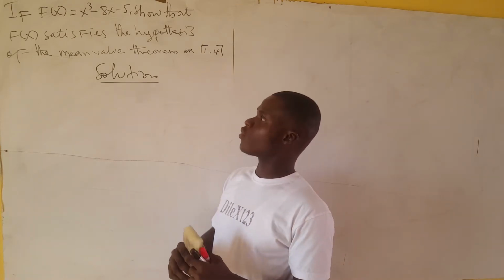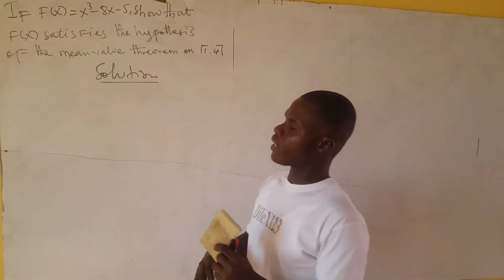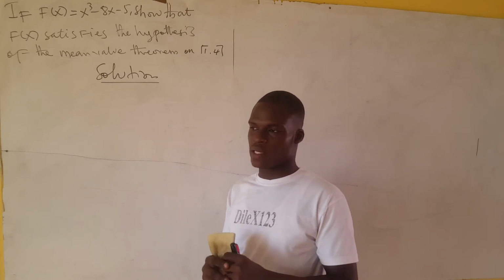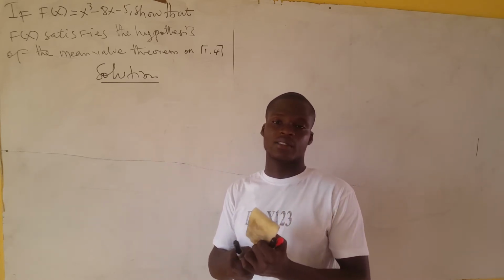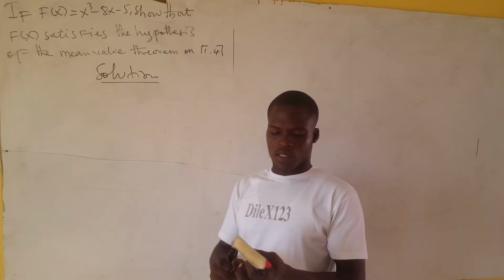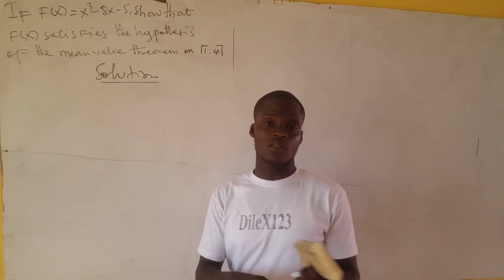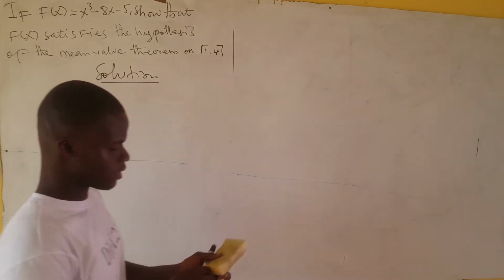So we have to solve this question. We have to show whether the function that has been given, f of x equals x cubed minus 8x minus 5, satisfies the mean value theorem. So what does the mean value theorem even talk about, or what is it?